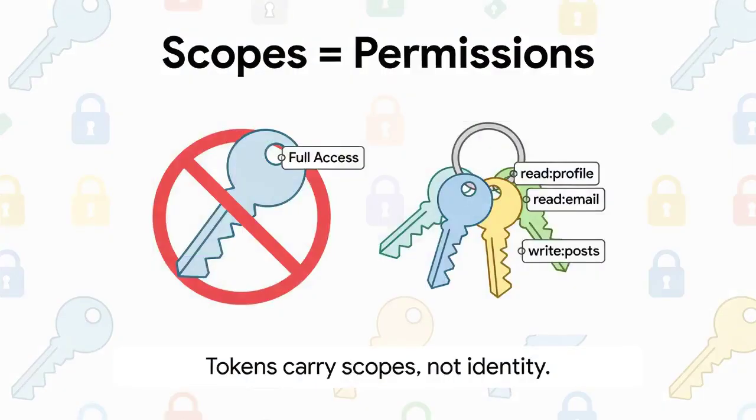Tokens don't carry identity, they carry scopes. Scopes are granular permissions that say exactly what a client is allowed to do. Instead of handing over a master key, the auth server hands out labeled keys. Read your profile, read your email, write your posts. Limit the scope, limit the damage.